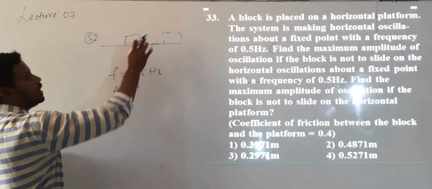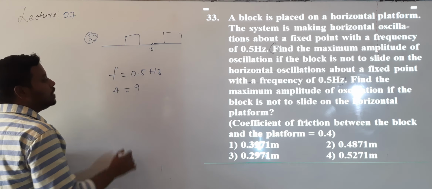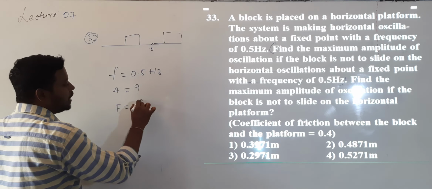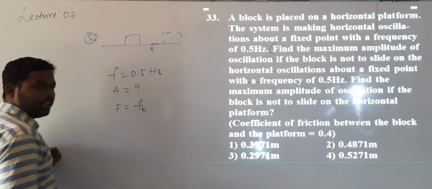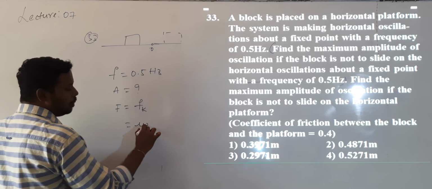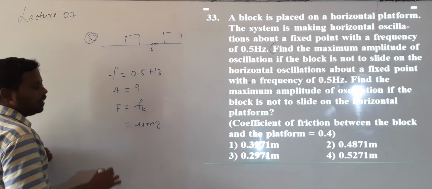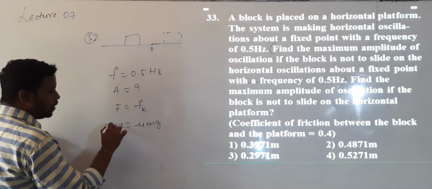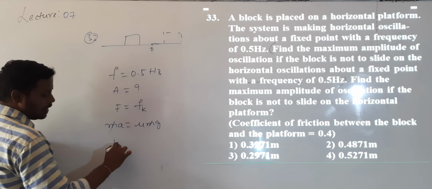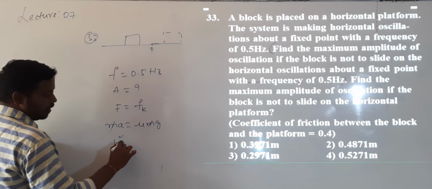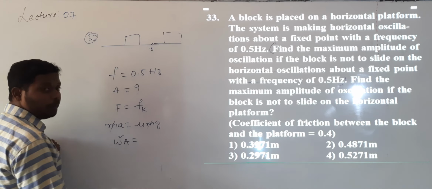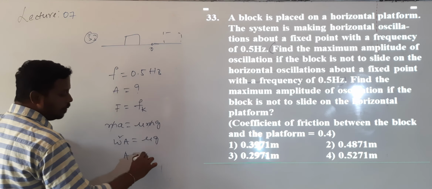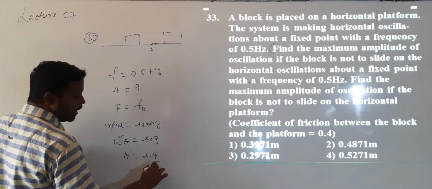But for the block to execute oscillatory motion, a force is compulsory. Here who is providing the force? Friction is providing the force. F is given by Fk. Fk formula is mu into mg. Mu into m will be equal to ma. Force ma is equal to mu into mg. For a particle executing SHM, the acceleration is omega square into A, so maximum amplitude will be equal to mu into g. So A value is mu into g by omega square.